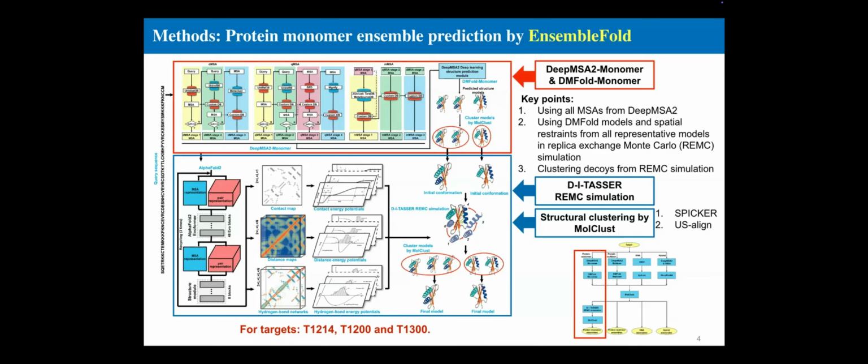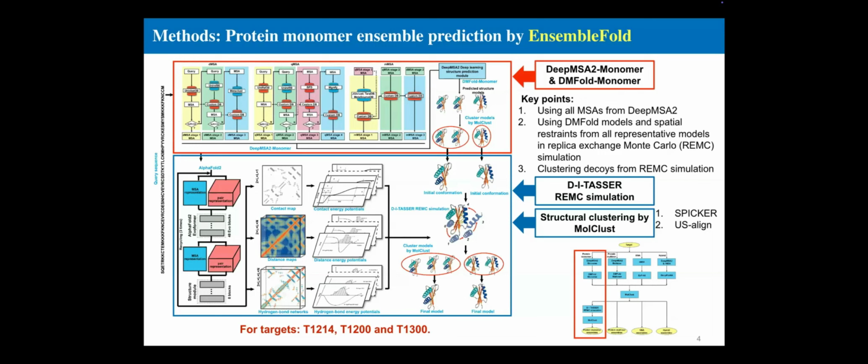This pipeline begins with the DeepMSA2 pipeline. It uses 3 different sub-MSA construction tools to iteratively search the genome and metagenome databases. Finally, we will get around 10 different kinds of MSAs, and those MSAs will be input to the DMFold or AlphaFold2 structure module to get some structure decoys.